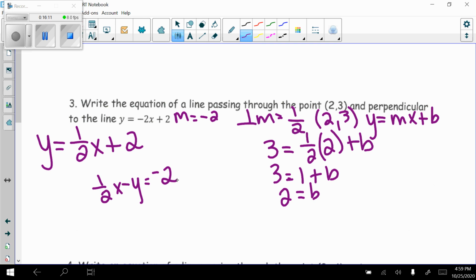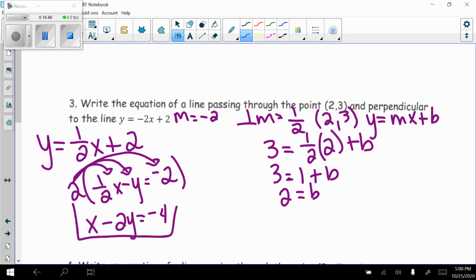So I multiply by the denominator. In this case, my denominator is 2. But remember, what I do to one thing in my equation, I have to do to everything. So I multiply my entire equation by the denominator 2. So I multiply 1/2 x, I multiply -y, and -2. So this equation in standard form, 2 times 1/2 x turns to just x. 2 times -y is -2y, equals 2 times -2, -4. That is standard form. This was slope-intercept. Okay? All right.